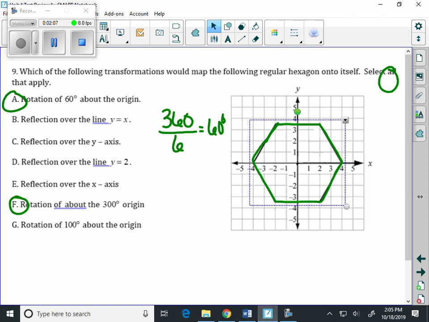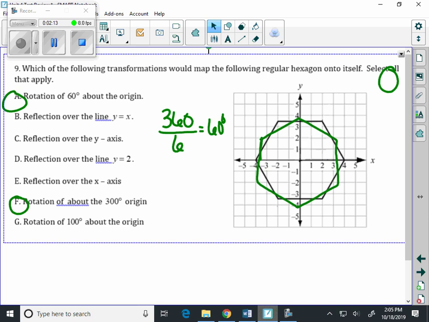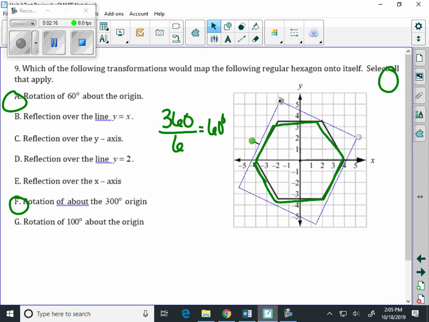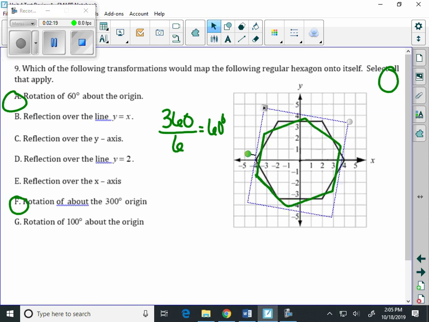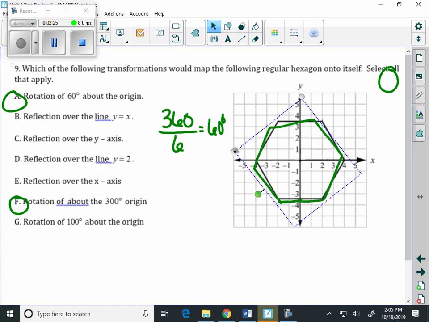And watch how this happens again, and maybe I can do better this time. We went 60 degrees. And then we went another 60, which is 120. If we go another 60, there's 180. Another 60, there's 240. Another 60, there's 300. And then when we go full circle, so to speak, we end up where we started. And that's why 300 is also one of the answers.